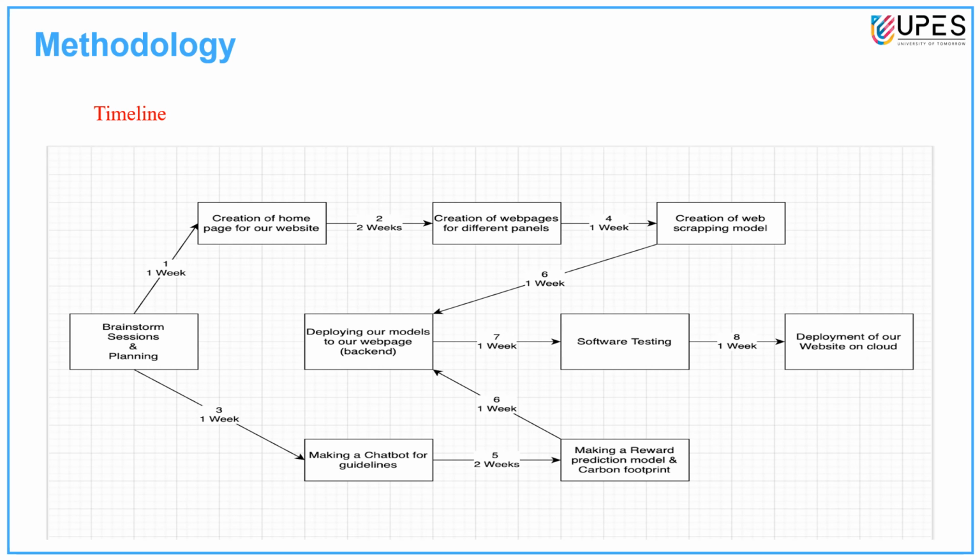Thank you. In this slide, we are talking about the timeline. In the first week, we are creating our home page for our website. In other 2 weeks, we are creating our web pages for different panels. After another week, we are making a chatbot for guidelines. After other 2 weeks, we are making a reward prediction model and carbon footprint. After that, we are deploying our model to our web page, which is a part of the backend. And after 1 week, we are doing our software testing, which will optimize our project. After that, we are deploying our model on cloud.